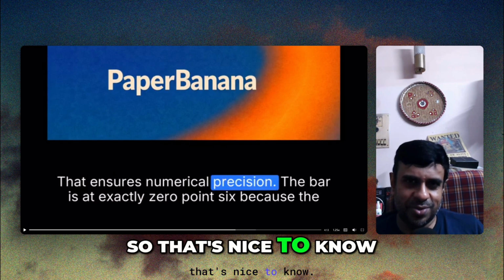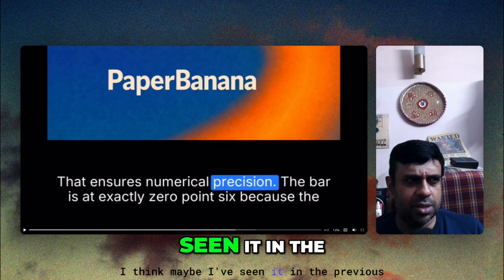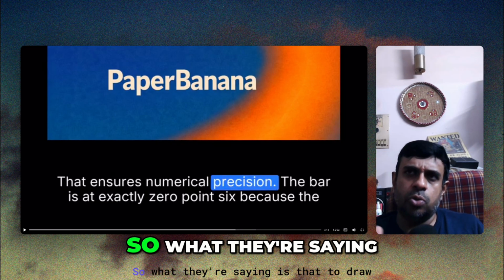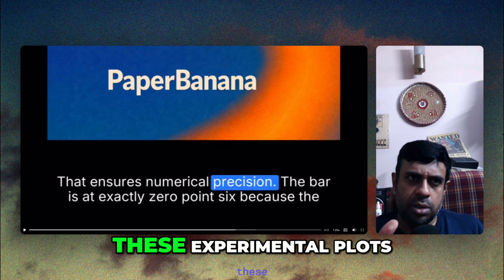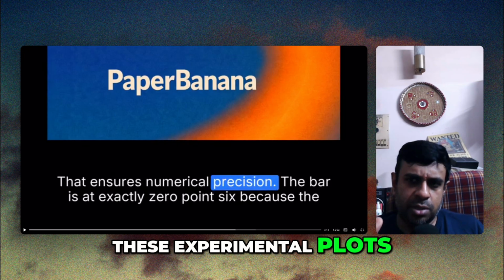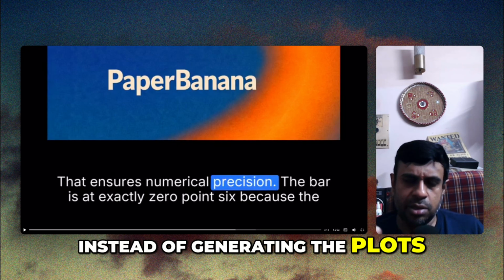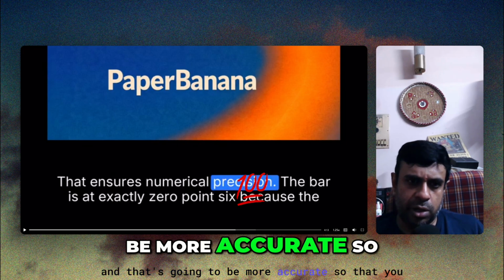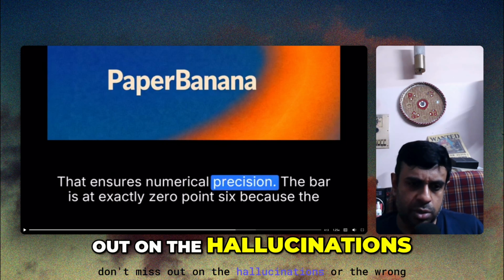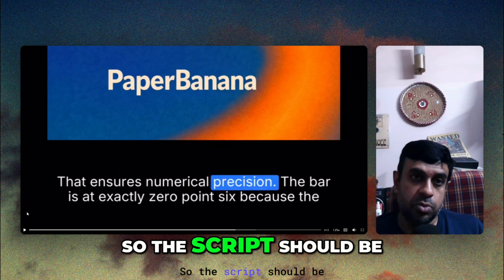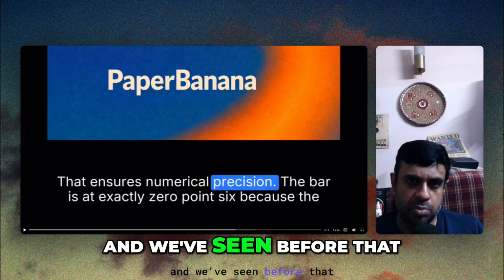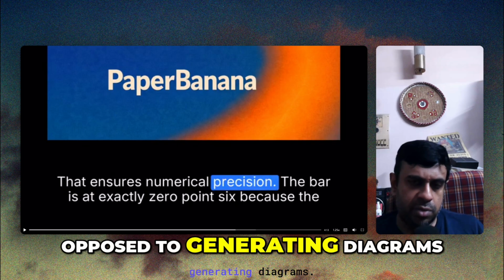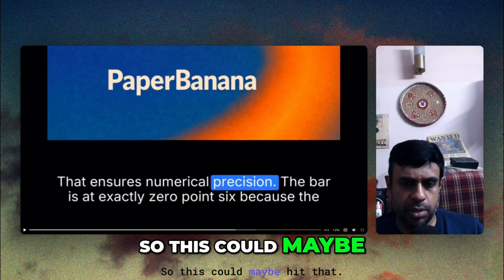That is very interesting. So that's nice to know. I think maybe I've seen it in the previous versions as we were trying to understand the paper. So what they're saying is that to draw these experimental plots, instead of generating the plots, you generate the matplotlib script, and that's going to be more accurate so that you don't miss out on the hallucinations or the wrong things. And we've seen before that AI is very good at writing code as opposed to generating diagrams. So this could maybe hit that.